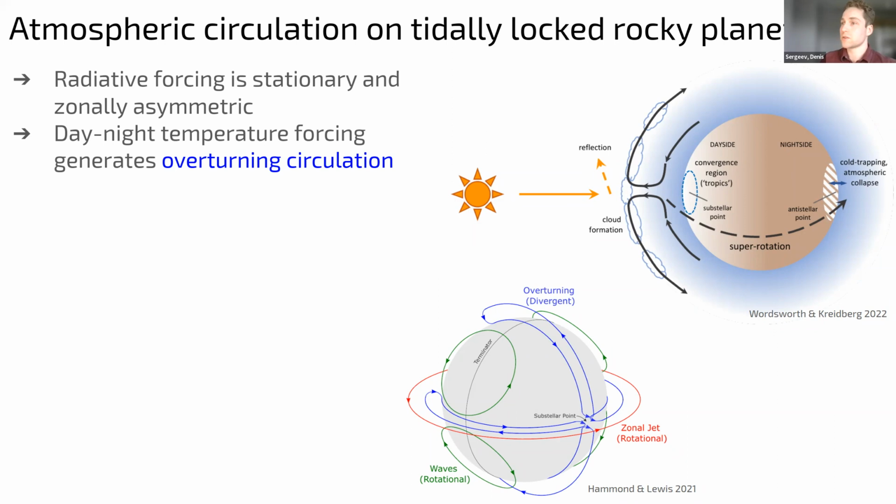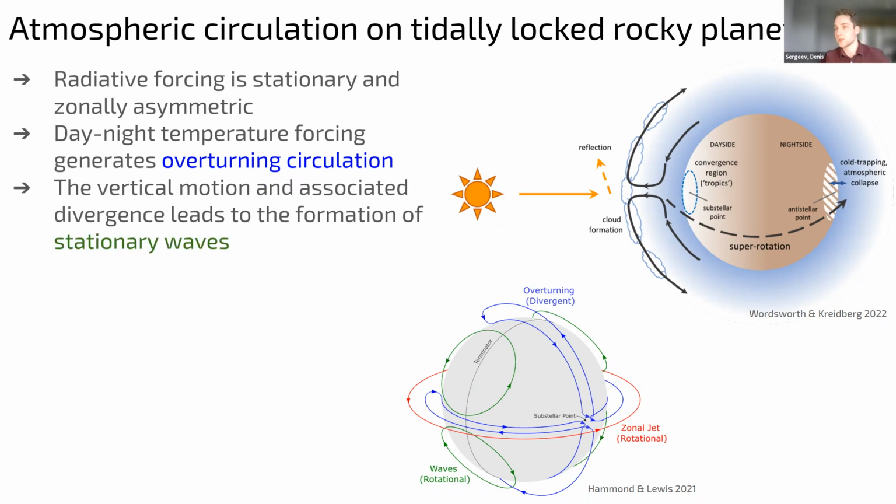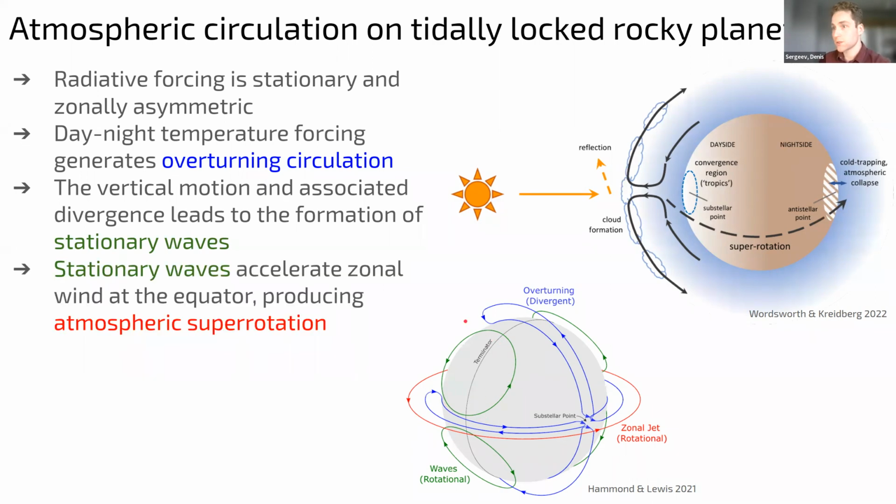the generation of overturning circulation, which can be schematically depicted as here from Hammond and Lewis 2021. This overturning circulation has an upward branch at the substellar point and a downward branch at the antistellar point. However, these vertical motions and associated divergence lead to the formation of stationary waves, which are depicted by these green arrows in the picture. And stationary waves accelerate zonal wind at the equator because of the eddy momentum flux, and produce atmospheric superrotation at the equator, which is shown by this red circle.